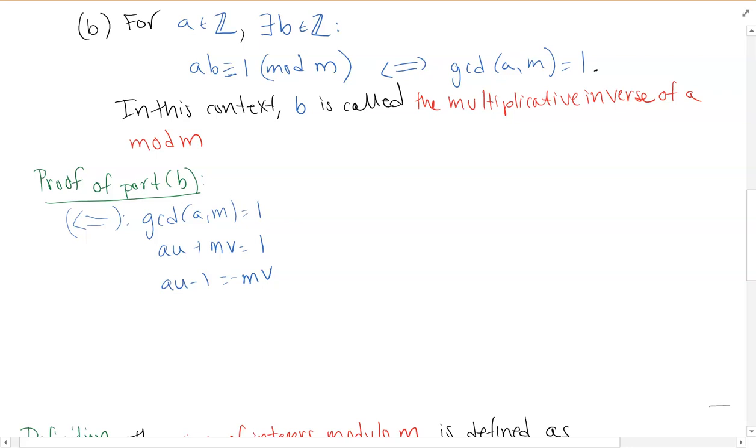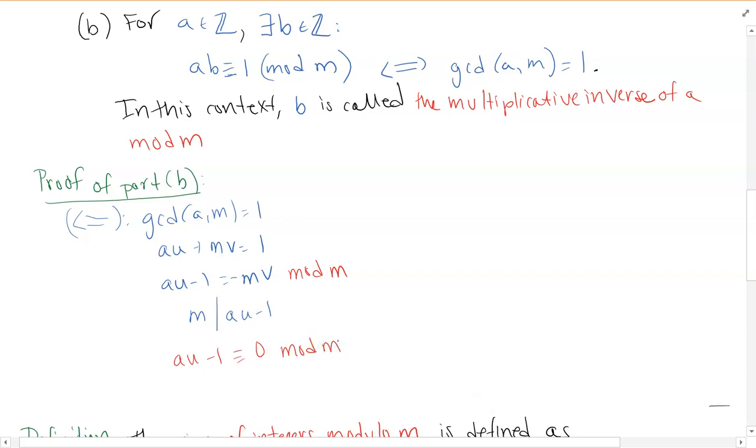Okay, and so then this gives that M divides AU minus 1, because we have that minus V. And so then all we have to do is say that, okay, M divides AU minus 1, so if I were to do all of this mod M, we end up with AU minus 1 being congruent to 0 mod M.